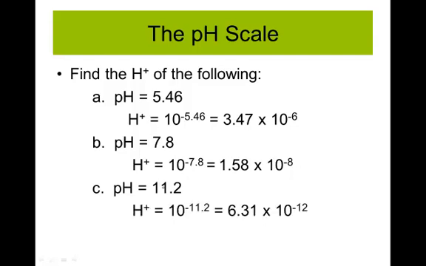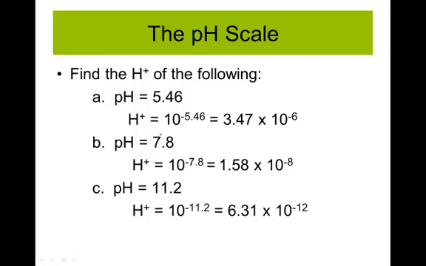And if I have a pH of 11.2, 10 to the caret negative 11.2, and I get 6.31 times 10 to the negative 12. And one thing I want you to look at is the pH here, this number is around 6. It's 5.46. If we look at the exponent that I got for my molarity, I get a 6. Actually, it's a negative 6, but if you just look at the number, it's a 6.